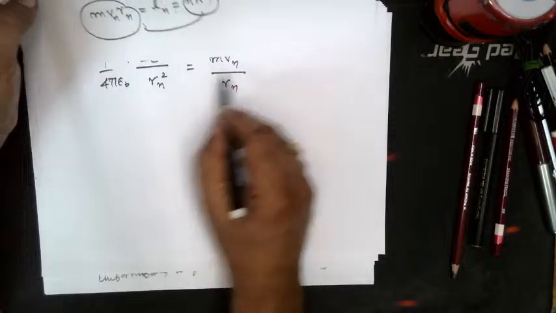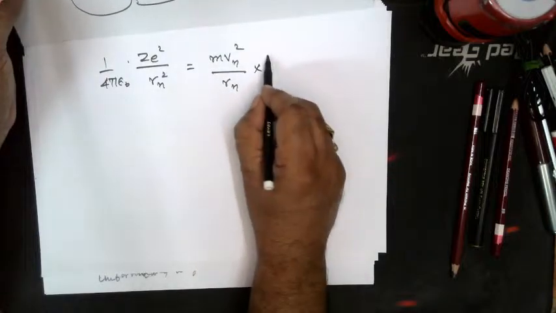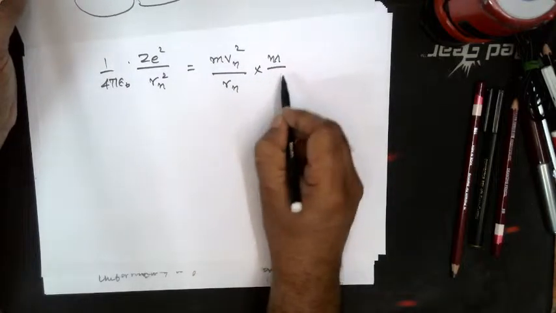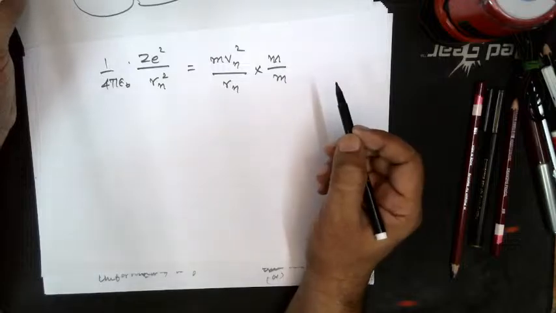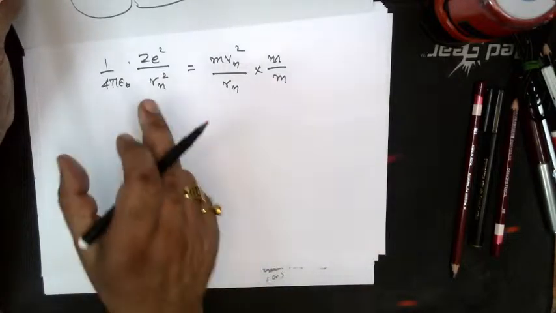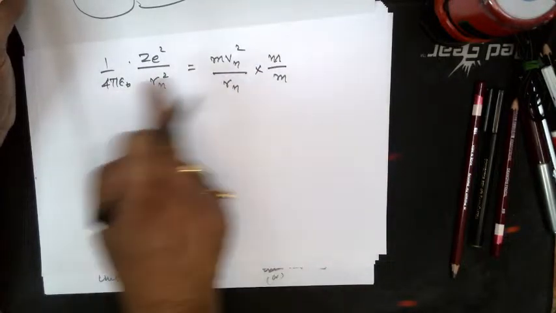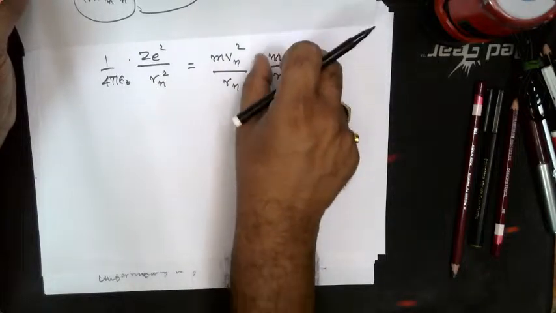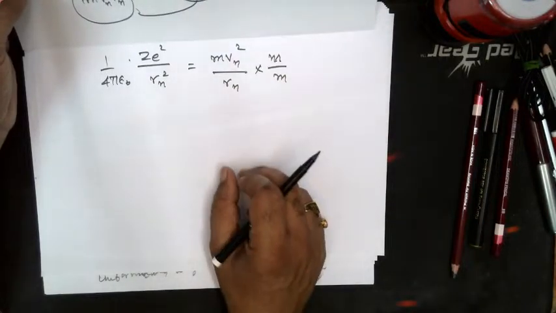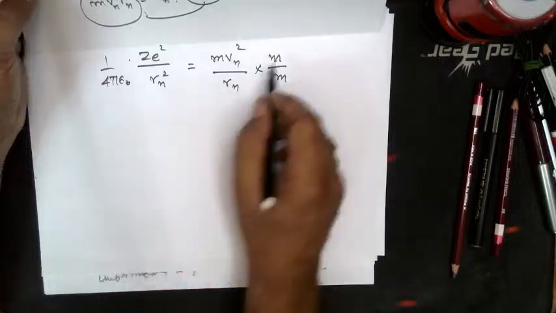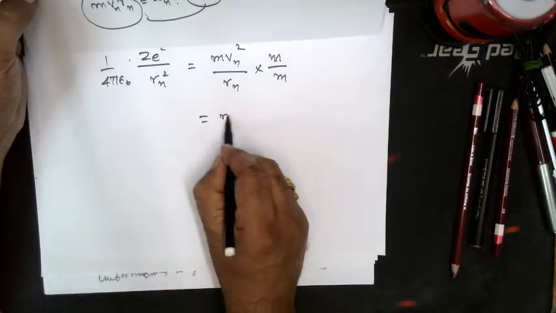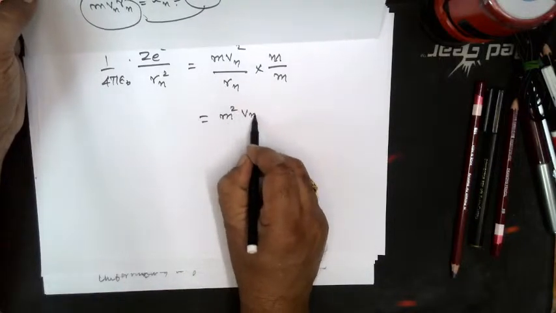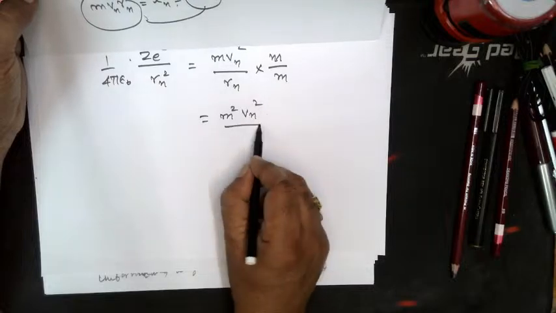So what I am doing is, I am multiplying the right hand side equation by m and dividing by m. Either you have to do multiplication on both sides, or you can multiply and divide by the same number or the same term on one side. Now I can have m squared vn squared, correct? Yes, sir. And divided by rn.